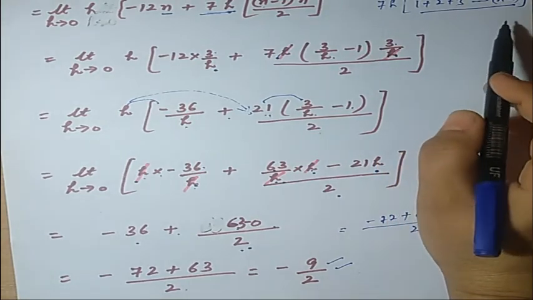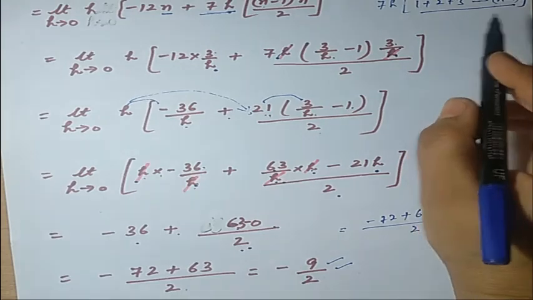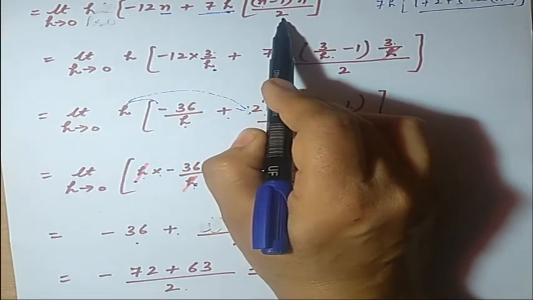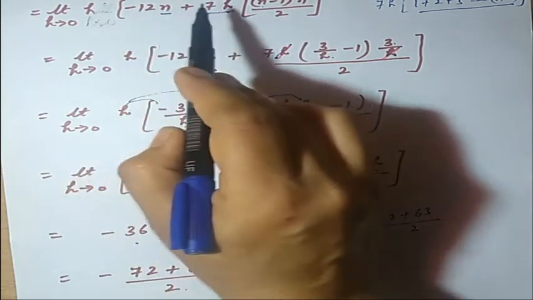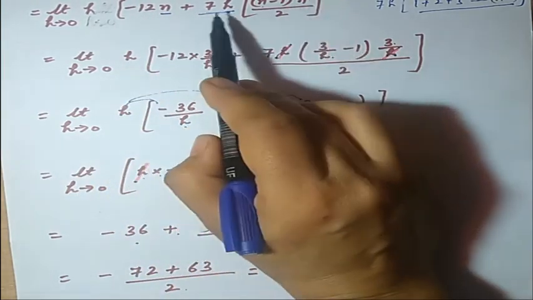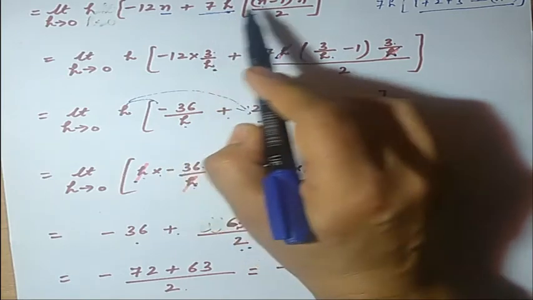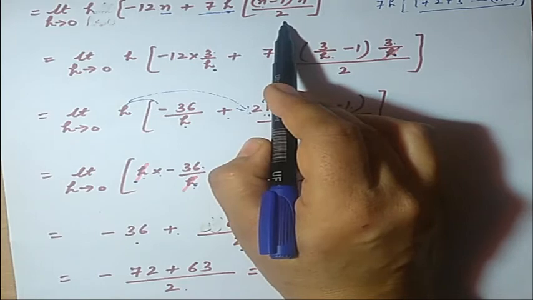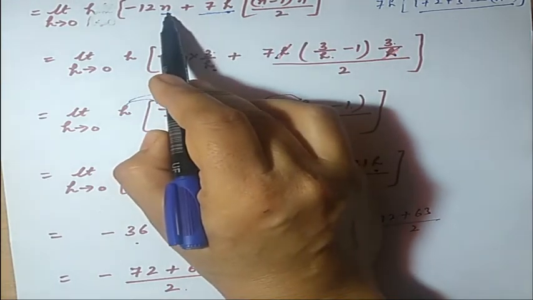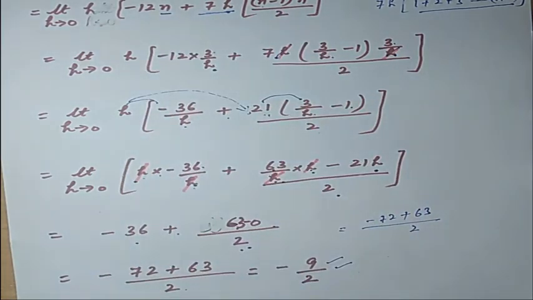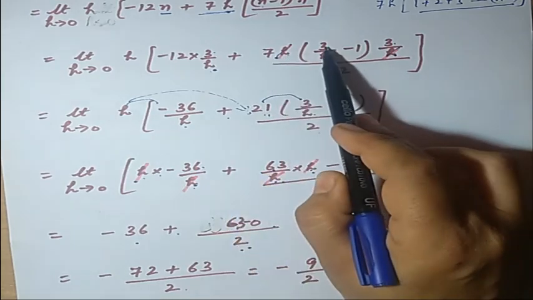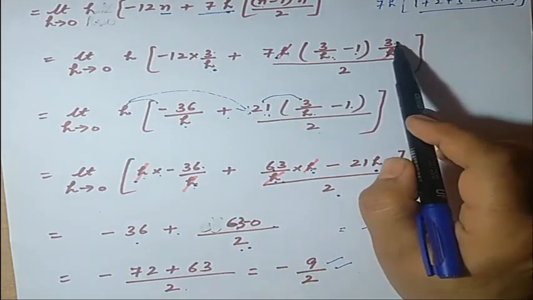We know the formula for the sum of the series of natural numbers is n(n-1)/2. We put the value there: -12n as it is, plus 7h as it is because we have taken 7h common, and we put the value of the sum of natural numbers. Now n is there, so we have the value of n at the start. We found that the value is 3/h. We put the value here: 7h into (3/h)(3/h - 1)/2.